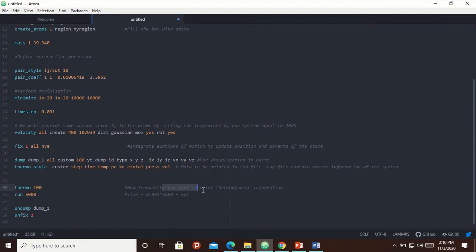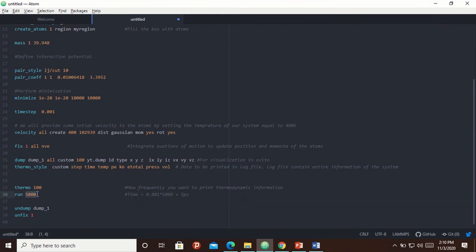How frequently do I want to print thermodynamic information? Like in the case of dump it was 100, in the case of thermo I have also written 100. So every 100 steps it will update all of these. I will show you this in the log file. And now comes the command run.